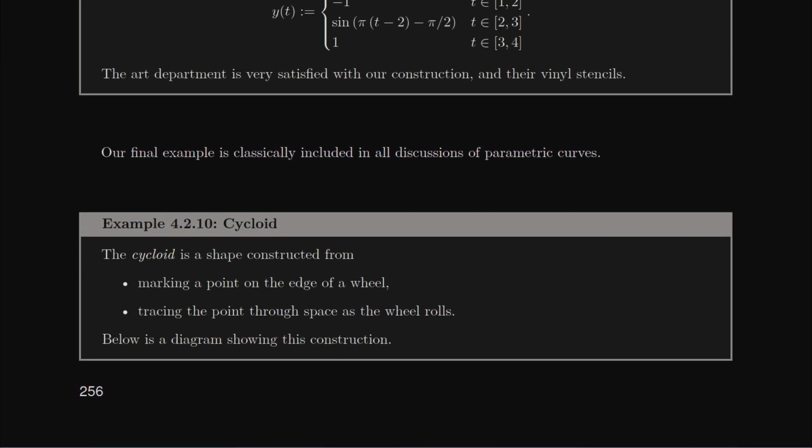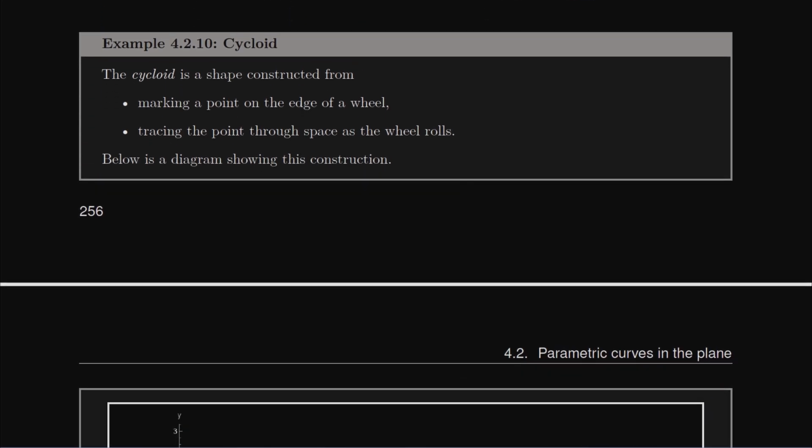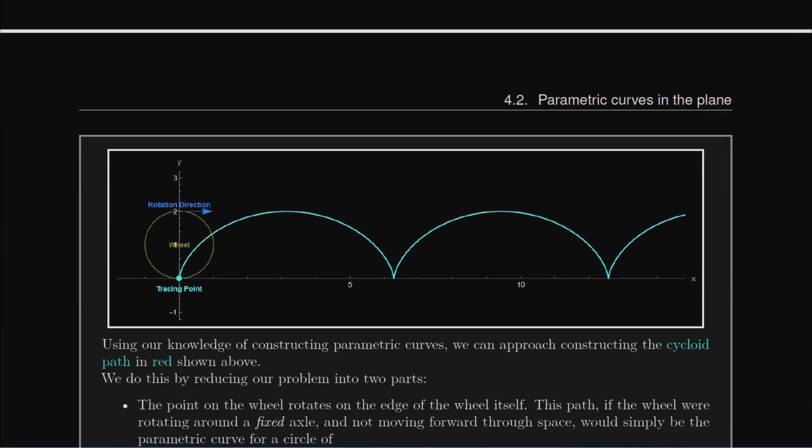Finally, I do have to include this very last example because every single calculus book includes it when you talk about parametric curves. This is called the cycloid. Remember I called the spirograph the hypocycloid earlier? This cycloid is a shape that's going to be constructed from marking a point on the edge of a wheel and then tracing the point through space as the wheel rolls. I have a nice diagram of that here.